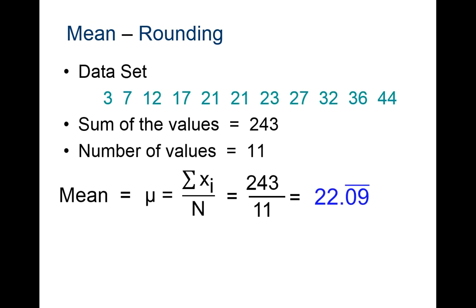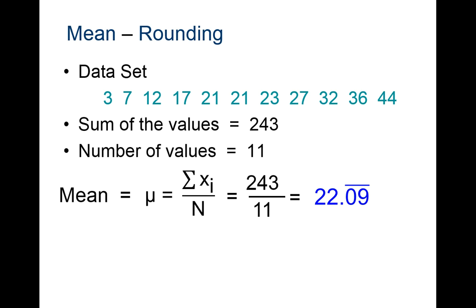In this case, the result of the mean calculation is 22.09 with the 09 repeating. Notice that the bar above the 09 indicates a repeating decimal. Keep this number saved in your calculator if you will need it for future calculations, such as standard deviation, which you will find an example of in a following video.